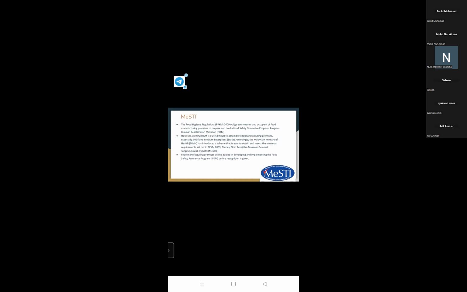The MeSTI Certification Scheme is a rebranded scheme to replace the One Malaysia Food Safety Scheme. Under MeSTI certification, food manufacturing premises will be assisted in developing and implementing the food safety assurance program before recognition is given.